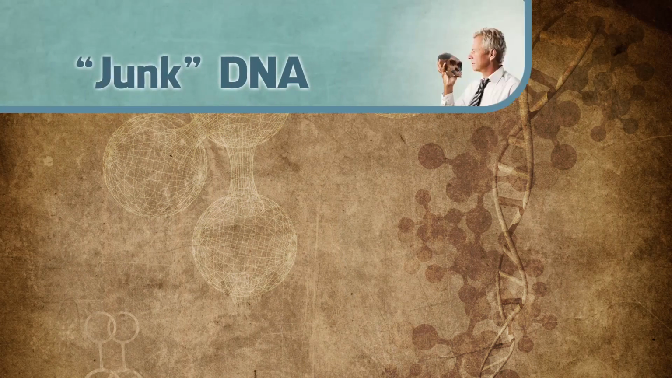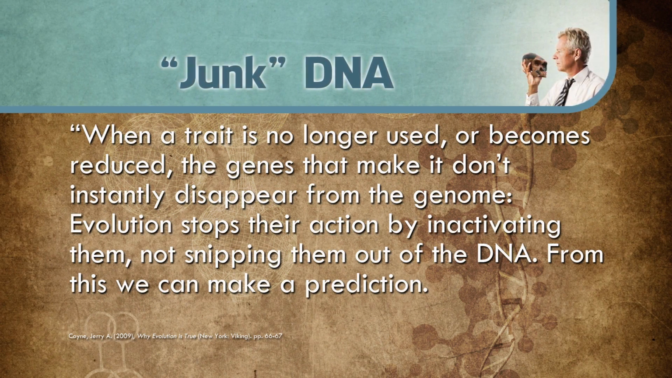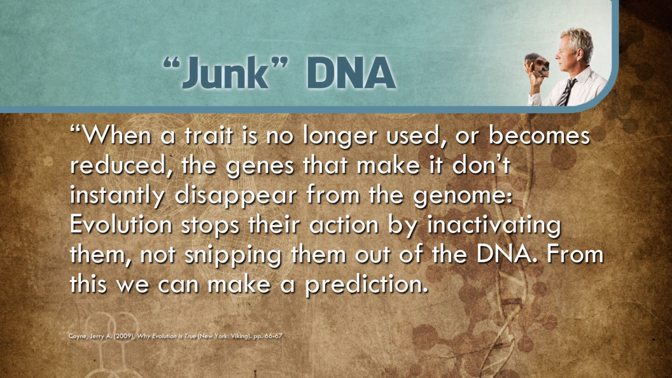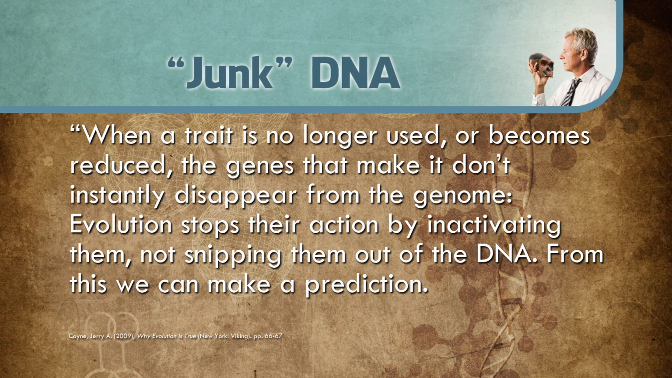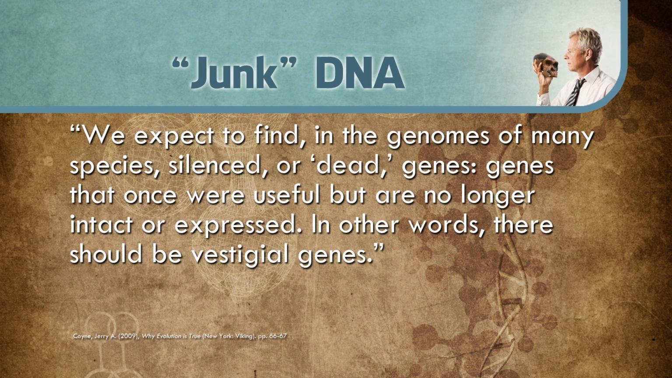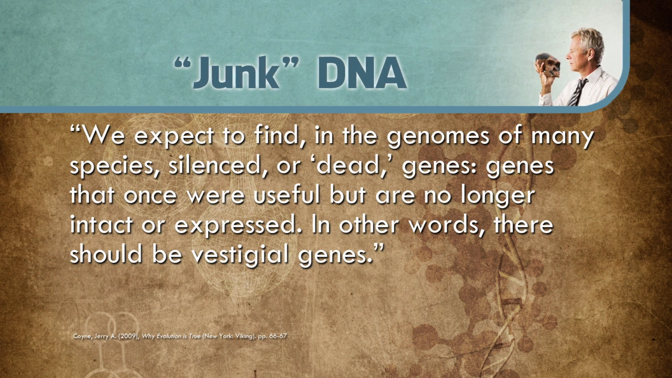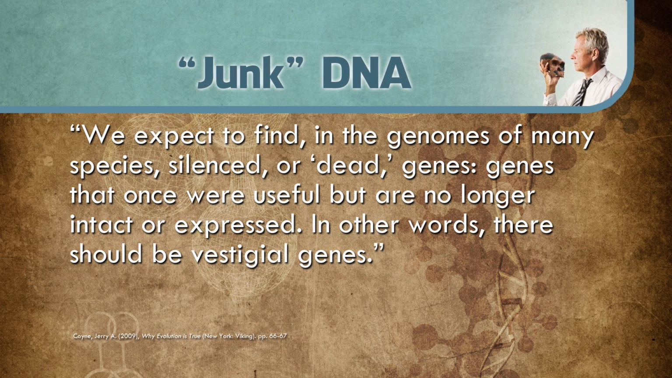What about junk DNA? This alleged evidence is taking center stage in many circles today. Jerry Coyne is an evolutionary geneticist of the University of Chicago. He explained it this way: when a trait is no longer used or becomes reduced, the genes that make it don't instantly disappear from the genome. Evolution stops their action by inactivating them, not snipping them out of the DNA. From this, we can make a prediction. We expect to find in the genomes of many species silenced or dead genes, genes that once were useful but are no longer intact or expressed.